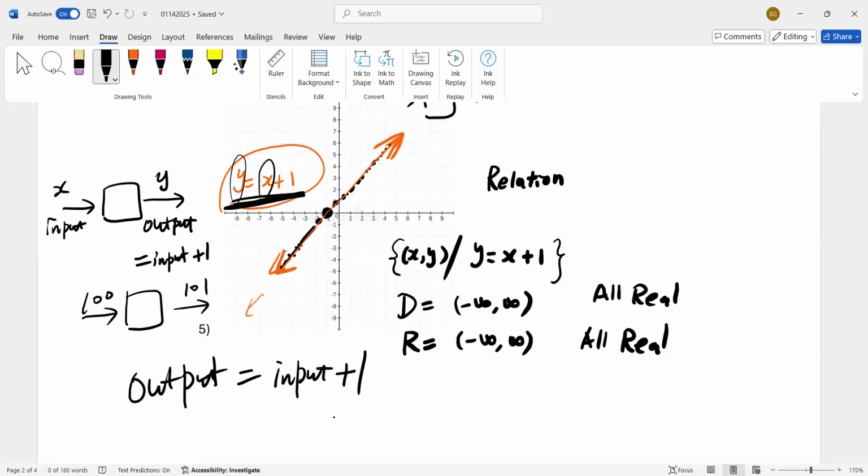So the machine will not produce two different outputs for any given input. For that reason, this machine is a function, right? So input is x, output is y. Very important. For this function, the output is always one more than the input. Very good.